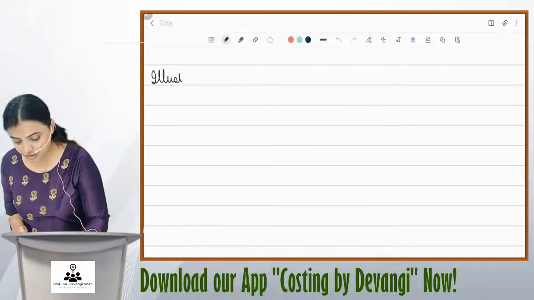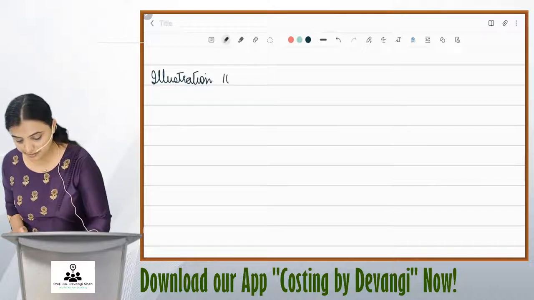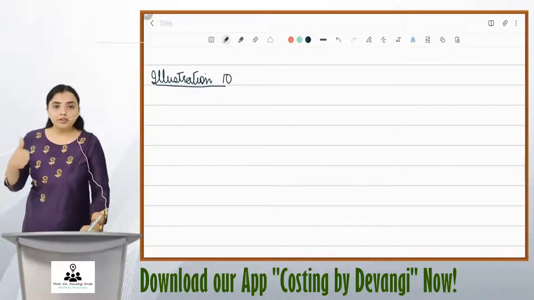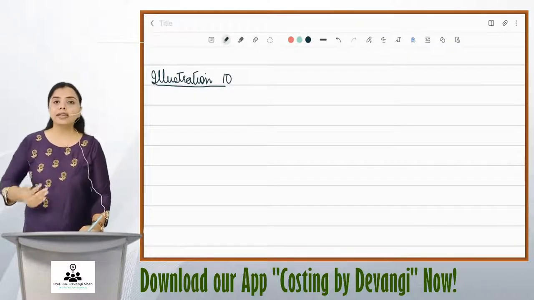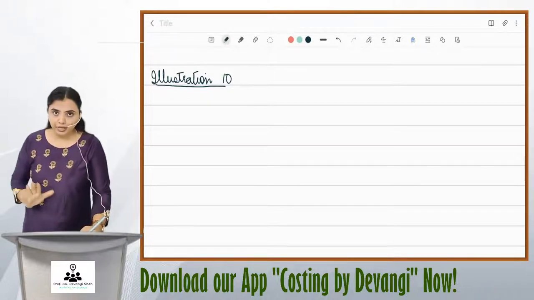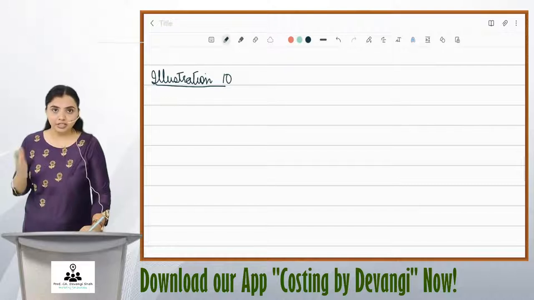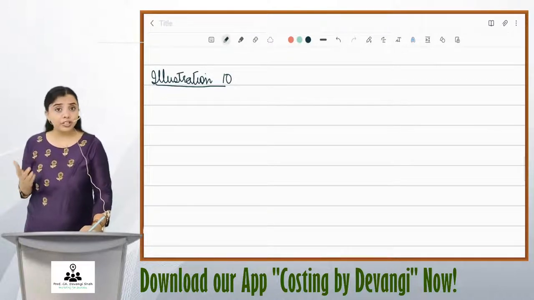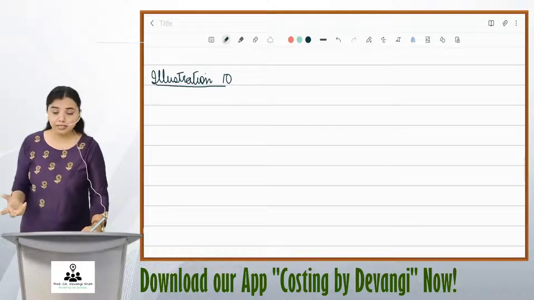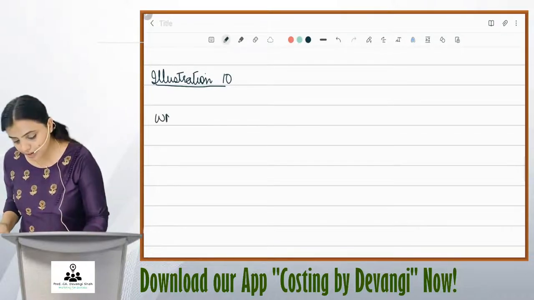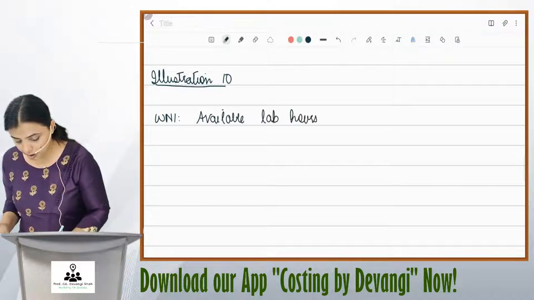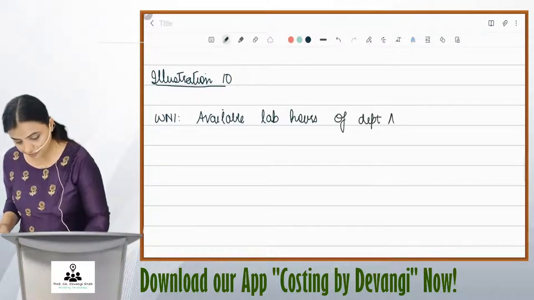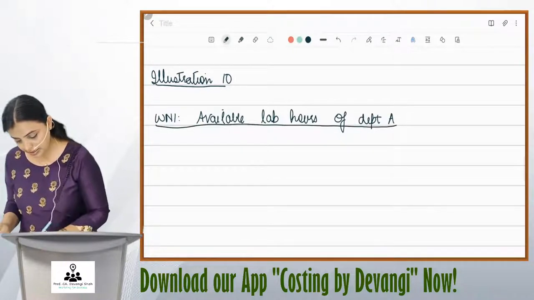This is illustration number 10. Now, the first important thing that you must know is department A's labor hours cannot be increased beyond present level. This is given. Department A ke hours zyada nahi badh sakte. Jitne hain, utne hi rahenge. So chalo, ye to pata karte hain ki kitne hours hai hamare paas. So friends, let us make working note 1 to calculate the available labor hours of department A. कितने hours हमारे पास है? Let us calculate this.